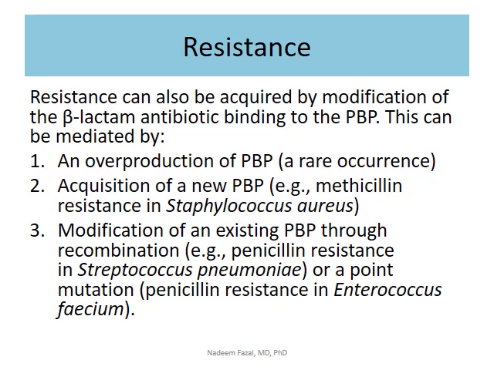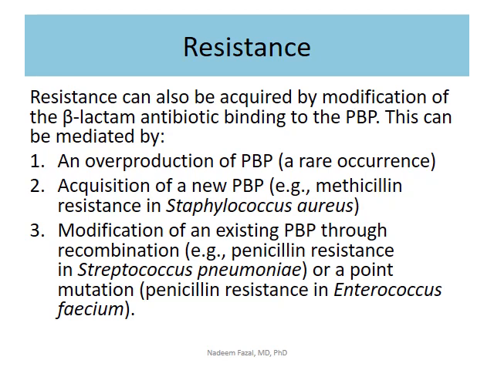The other three that I told you, other than Pseudomonas, were general. But these are defined to a specific bacteria. Number one, basically, you have too much penicillin binding protein, a rare occurrence, doesn't happen. But the second is important, where a new penicillin binding protein is there, like in Staph.